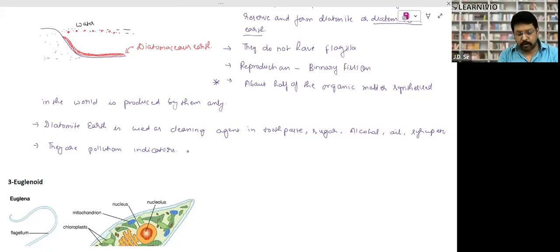Tell me, guys, is it clear or not? Yes, sir. Sir, I didn't understand the last point. Sorry. Last point: they are pollution indicators. If water becomes polluted, they will die. Okay.